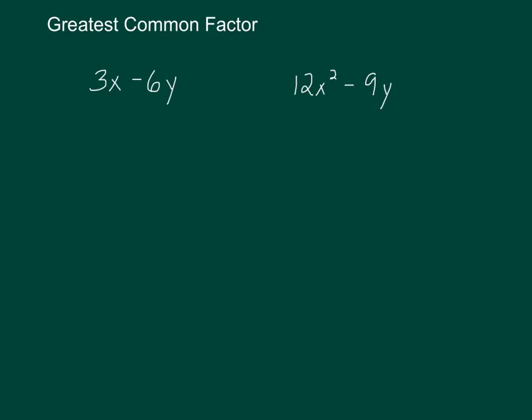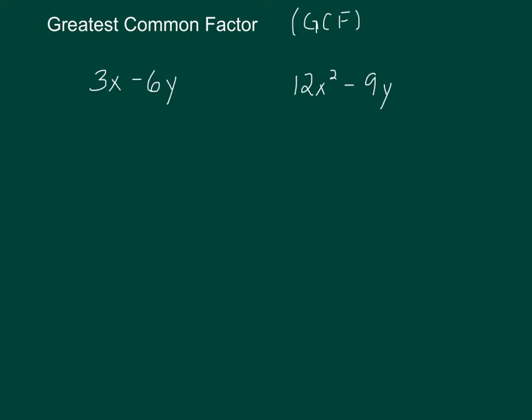When you're factoring, the first thing you need to look for is the greatest common factor, otherwise known as the GCF. What this means is it's the largest thing that goes into every single term in the problem. So for our first example, 3x minus 6y, we ask ourselves what number goes into both 3 and 6. And we want to look for the largest number. 3. 3 is the only number that goes into both 3 and 6. So 3 will be my greatest common factor.